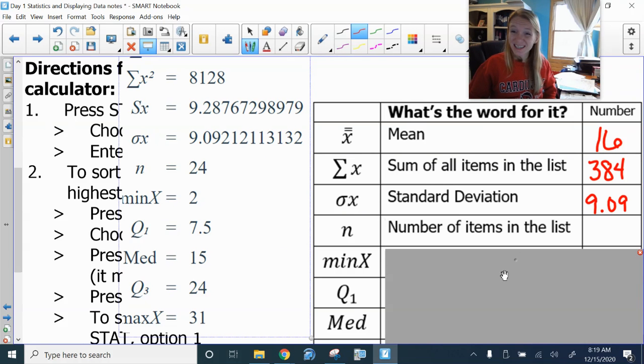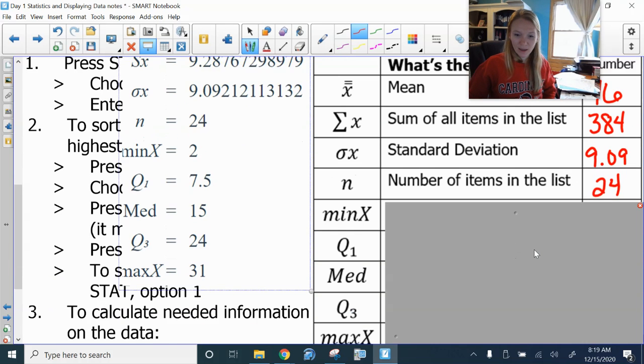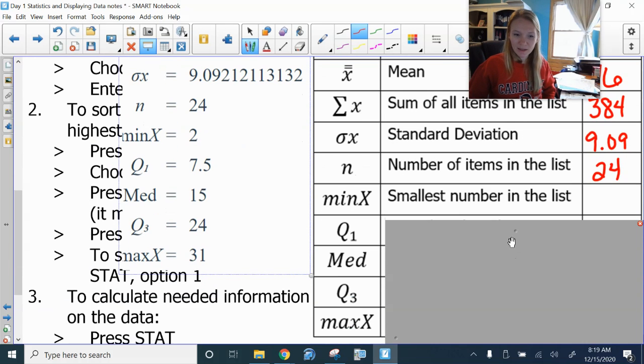The N is referring to the number of items in the list. We knew that there were 24 items. We had counted that earlier. So there's 24 numbers in the list. And then this stuff at the end, the min, as it might sound, that's the smallest number in the list. So the minimum is 2.